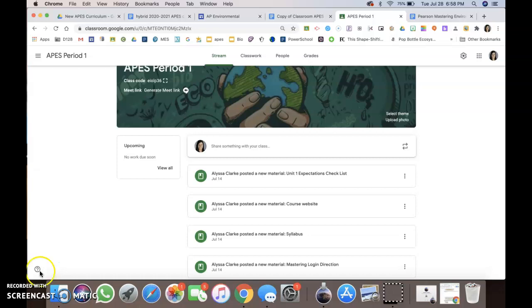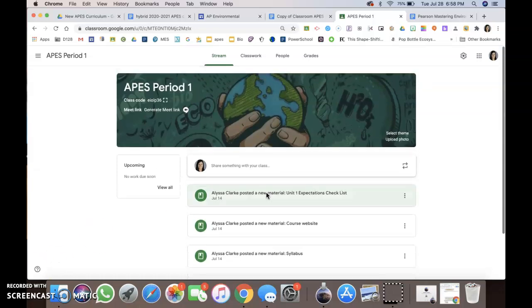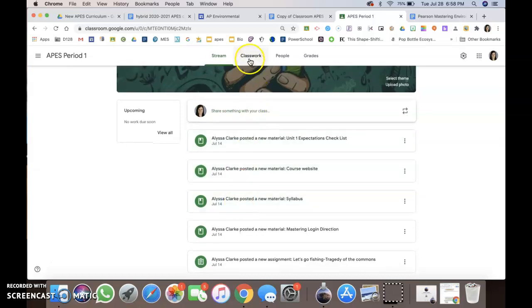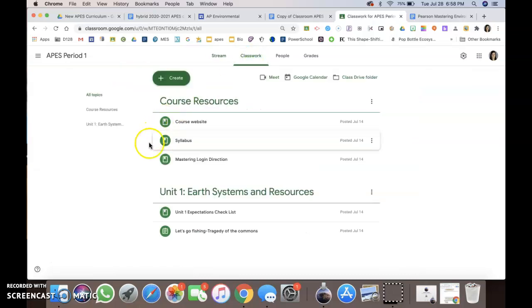So I've entered into Period 1's Google Classroom, and if you take a look, I'm on the regular stream, which kind of gets clogged. I prefer looking through Classwork because I actually break the classwork up into units and then I hide units later. So my suggestion is to always look for the most recent posts in Classwork, and then you'll be able to see what unit we're in, course resources, etc.